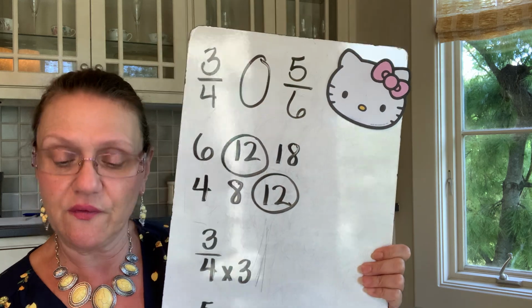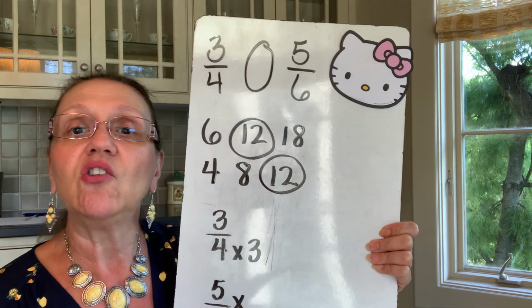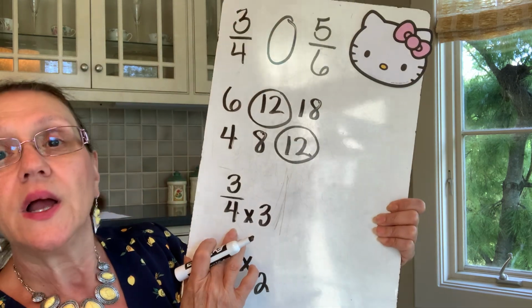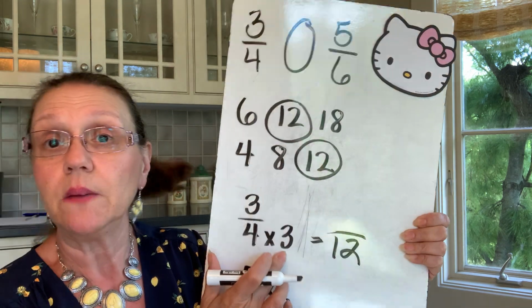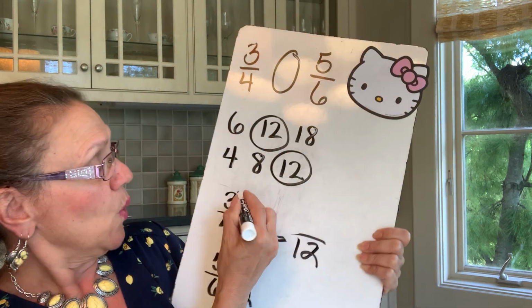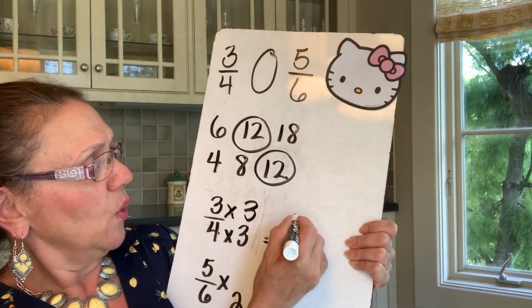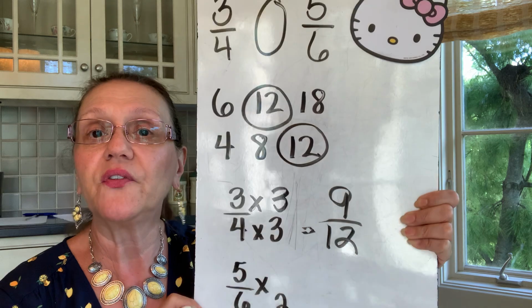So first we'll do 3/4. So we want to change our denominator of 4 into a denominator of 12. And to do that, we multiply it by 3. Whatever we do to the bottom, we must do to the top, which gives me 9/12. You see that?